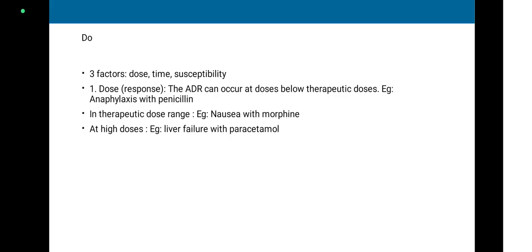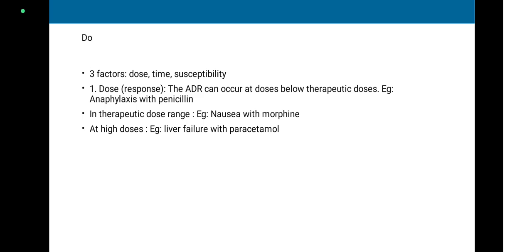First, the ADR can occur at doses below the therapeutic doses. Example is anaphylaxis with penicillins. Patients who are susceptible or allergic to penicillin produce an adverse drug reaction even with a test dose. A test dose is a very low dose of the drug, administered only intradermally. IV administration is not done. So patients who are already sensitive or allergic to penicillin may produce an adverse drug reaction at a low therapeutic dose. The next kind is an adverse drug reaction occurring in the normal therapeutic dose range.